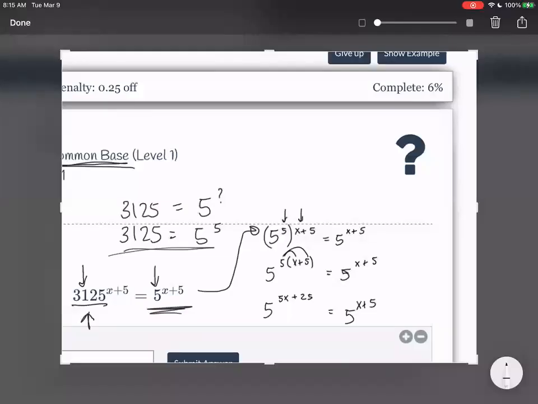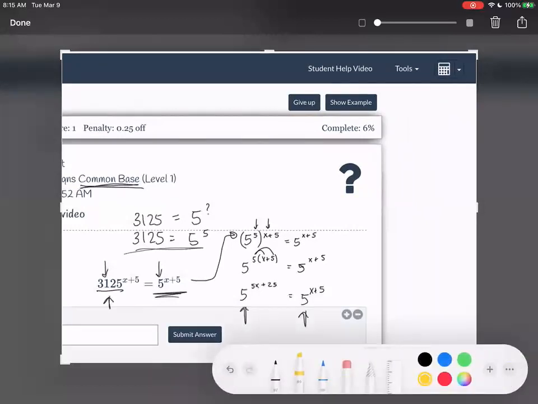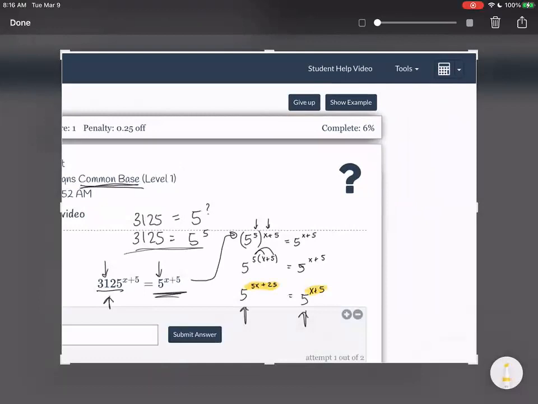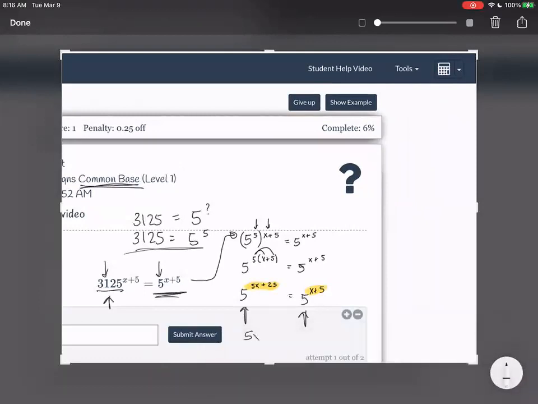Okay, so now that we have a common base, the 5s, because they're the same now, we can set our exponents equal to each other. So I'm going to highlight our exponents, and those are going to be equal to each other. So 5x plus 25 is now equal to x plus 5. I'm going to rewrite that up here because it's where I have space.